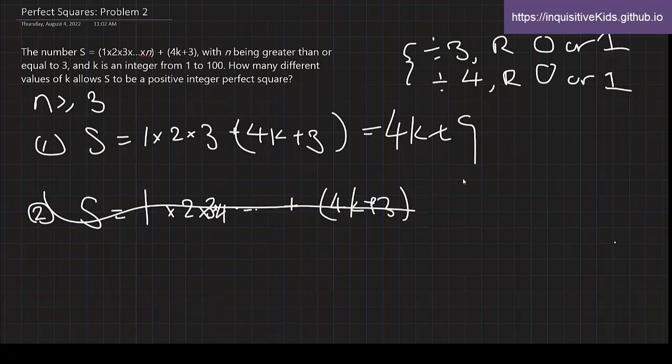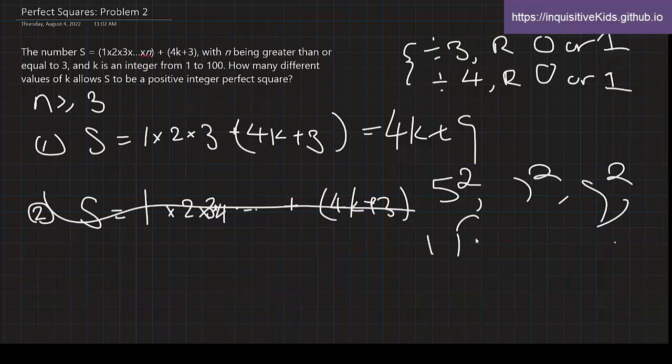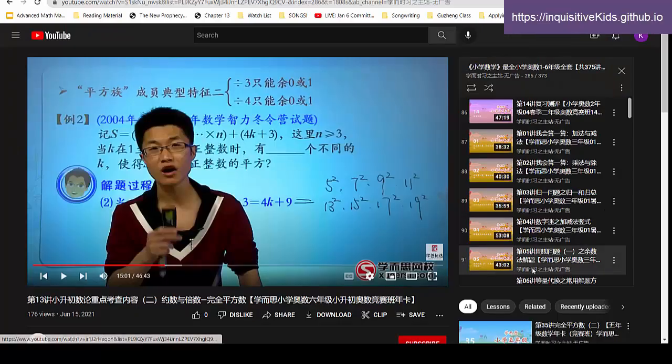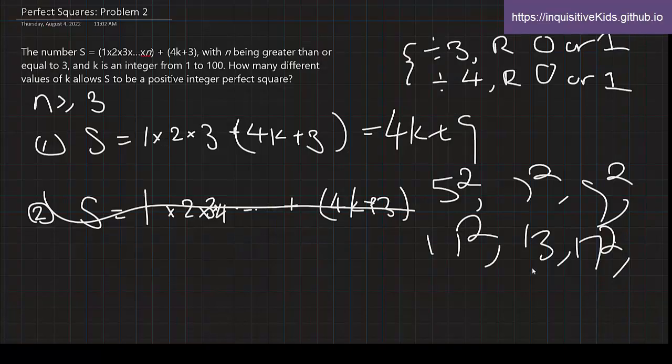meaning that their only hopes would be 5 squared, because 4 squared is even, and 3 squared is too small, because 3 squared is 9, and 4k cannot equal 0. So we'll have 5 squared, 7 squared, 9 squared, 11 squared, 13 squared, 17 squared, we also have 15 squared, 19 squared.